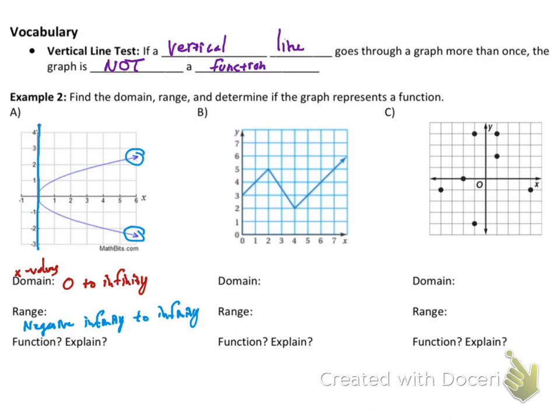All right, and is this a function? Well, all we need to do is draw a vertical line through this point, and then we just move that line throughout my graph. It's going to hit it more than once. So because it hits it more than once, this is not a function. So no, it fails the vertical line test. Okay? So go ahead with that idea of what the vertical line test is. Try out B and C.